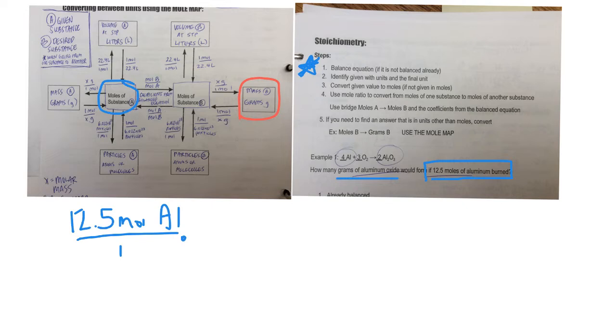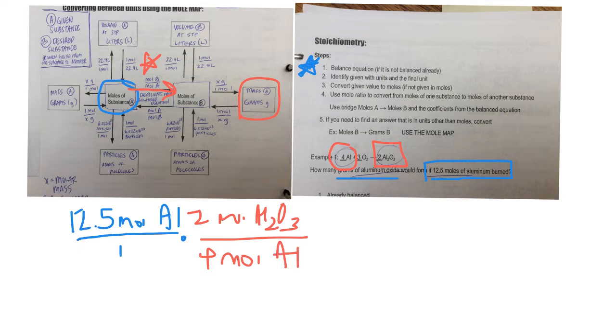Our given's over 1, and the next ratio that we're going to need to use is this moles B over moles A, where moles B is what we're wanting to get to, aluminum oxide. The coefficient in front of the aluminum oxide is 2. So that's going to be 2 moles of Al2O3 on top over 4 moles of aluminum. And moles of aluminum cancel out. But we're not looking for moles of aluminum oxide. We're looking for grams of aluminum oxide.